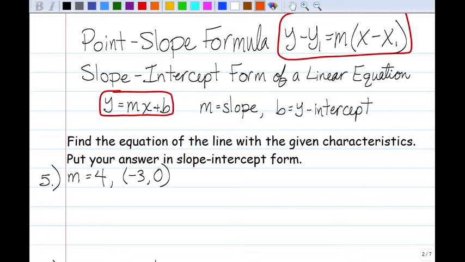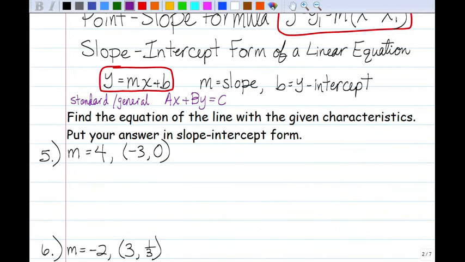With this particular textbook, sometimes they like to have you put the equation in a different form. I think they might call it standard or general form, which is ax plus by equals c. I don't really know why they do it, but sometimes they like to have it in that form, so I'll show you that as well.